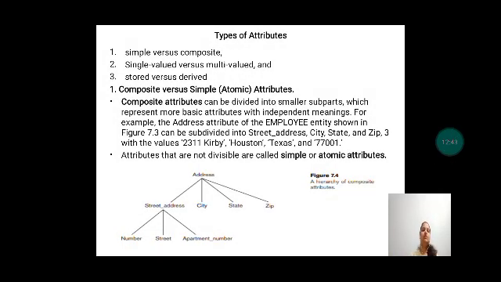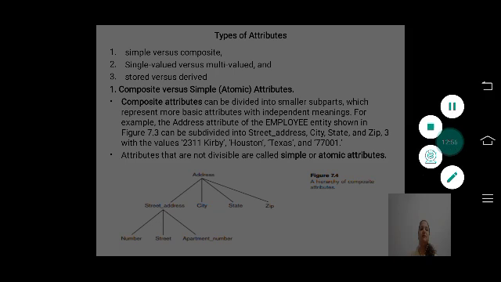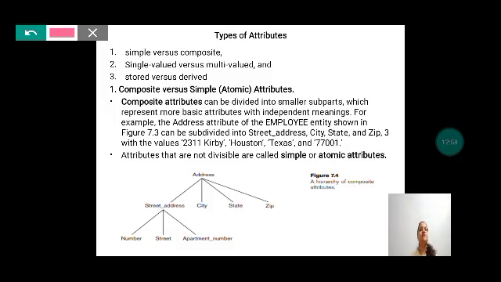So next, moving on to the types of attributes. Basically, attributes are categorized into three types. First one is simple versus composite attribute. Then the second one is single valued versus multi-valued attributes. And then the third one is stored versus derived attributes. Okay, so let's see them one by one.